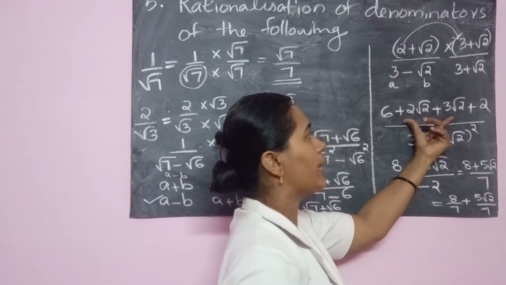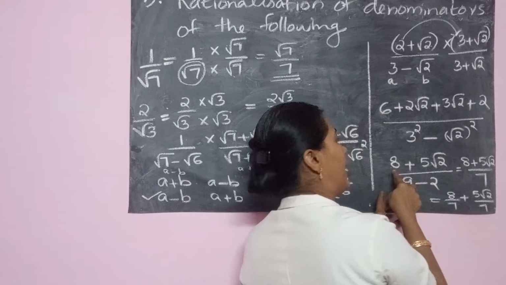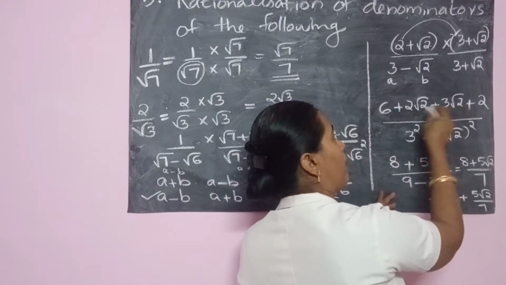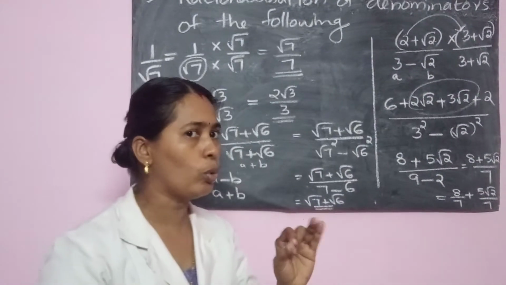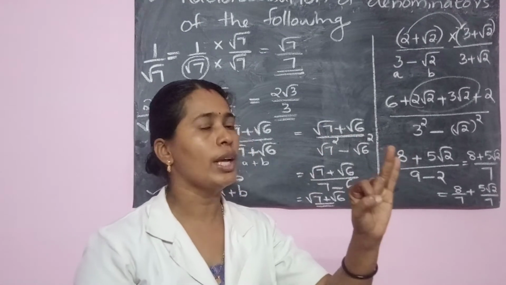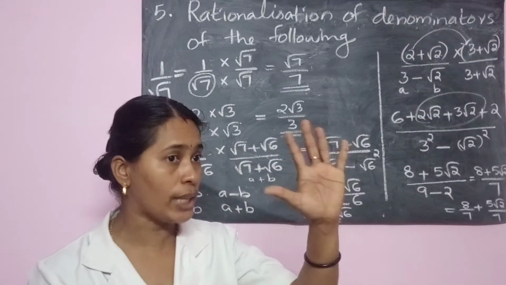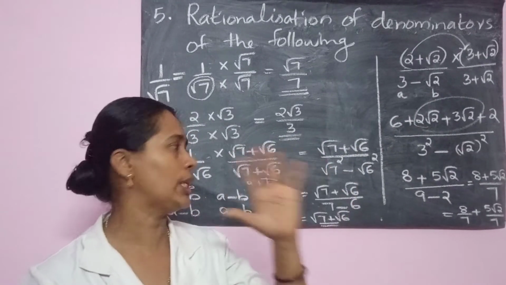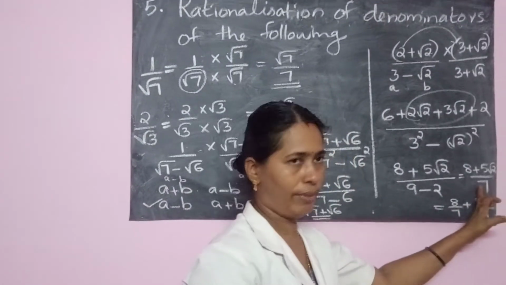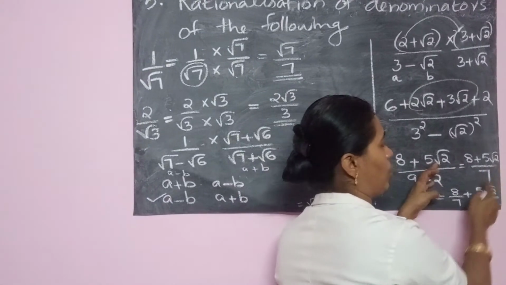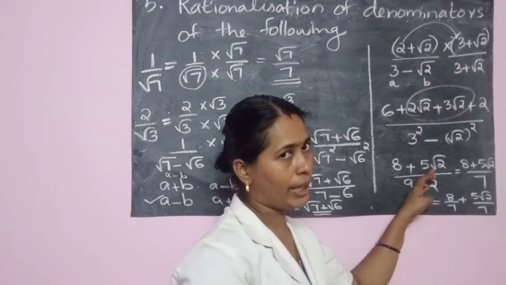And when you are comparing the numerators, 6 and 2 are numbers. We can add them: 8. And look at the middle ones, 2 root 2 and 3 root 2. The meaning is 2 root 2 means there are 2 root 2s, and 3 root 2 means there are 3 root 2s. Total how many root 2s are there now? 5 root 2s are there. So our answer is 8 plus 5 root 2 by 7. If you want, you can split these two: 8 by 7 and 5 root 2 by 7. Okay, is it clear?